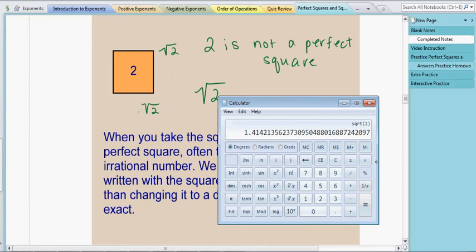Notice it's 1.4142135 and so on. This is an infinite decimal. It goes on forever, and it does not repeat or have a pattern. Therefore, this is actually what kind of number? This is an irrational number.